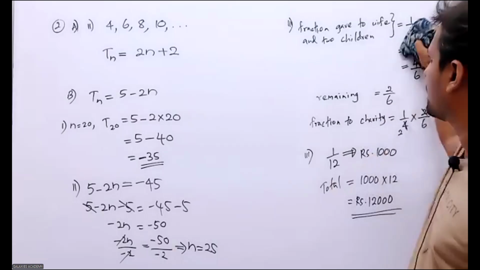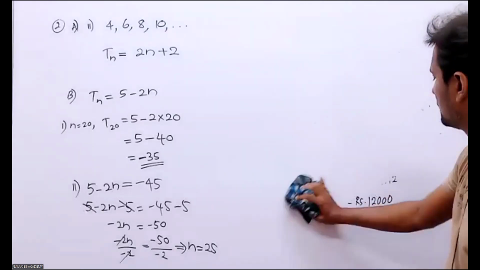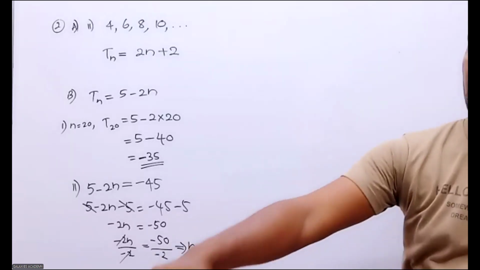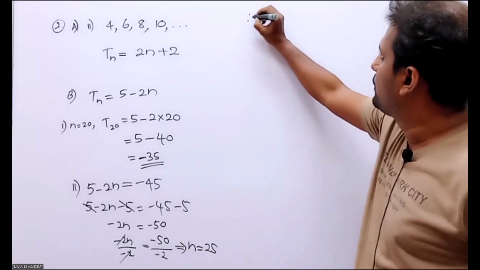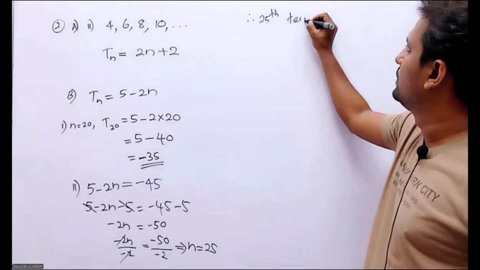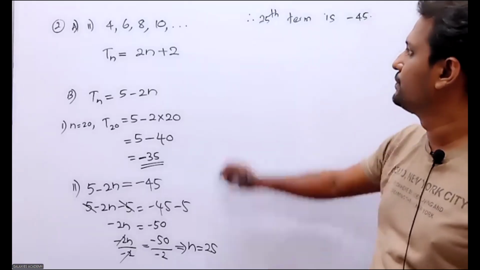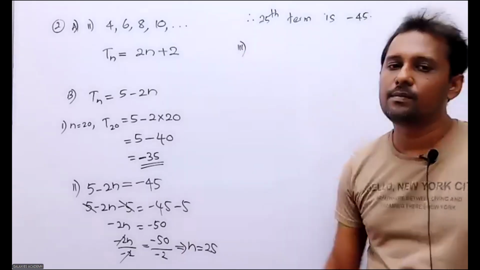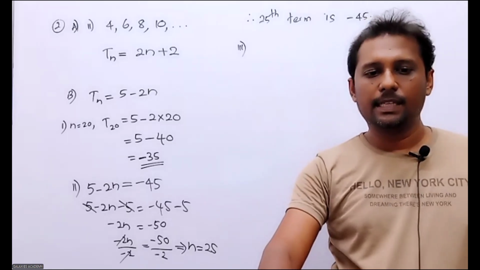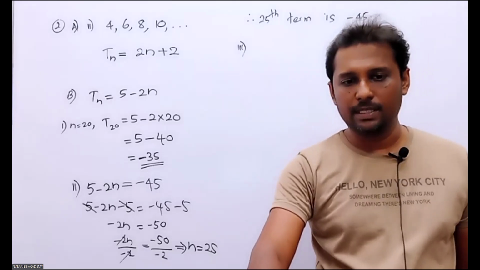Then finally you can write the answer in word form, right? Therefore, the 25th term is negative 45, right? Then let's go to the last part of this second question.